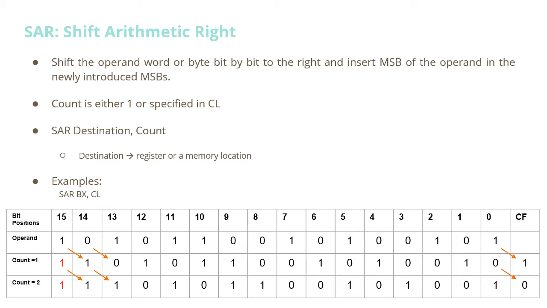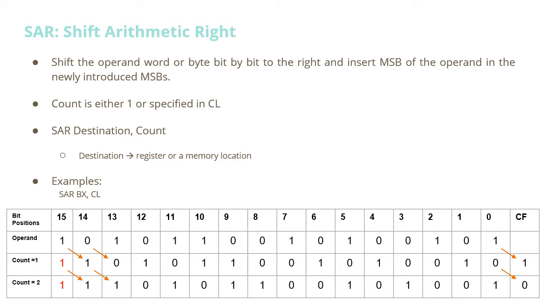The destination can be a register or a memory location, but it cannot be an immediate number. An example of this instruction is given here, which is SAR BX, CL. The count value is specified in the CL register and the operand is in the BX register. Now after the first count, what happens is that the bit in the position 15 will be shifted to 14, 14 to 13 likewise, and the bit in the position 0 will be shifted to the carry flag.